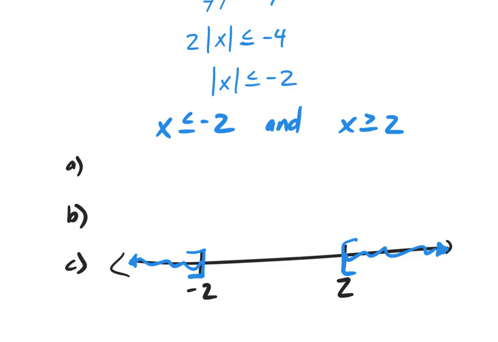So what numbers are less than or equal to -2 and at the same time greater than or equal to +2? What numbers make that work? Nothing, right? Nothing works. So we just say no solution. There is nothing here that makes this work.